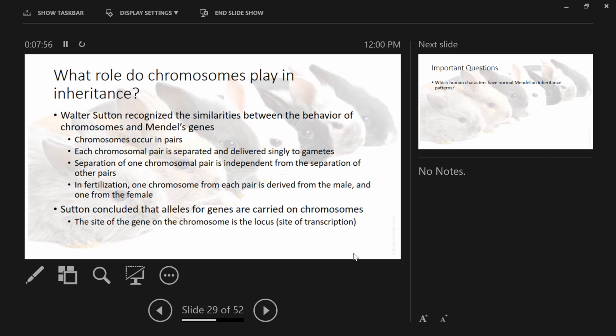So since we have 23 chromosomes, we have 46, but they're 23 pairs. If it was only independent assortment, you'd have 2 to the 23rd different gametes that you can make. Now, when you start putting in crossing over, that number gets way, way bigger. 2 to the 23rd is already a big number, but it's way, way bigger than that. Okay.